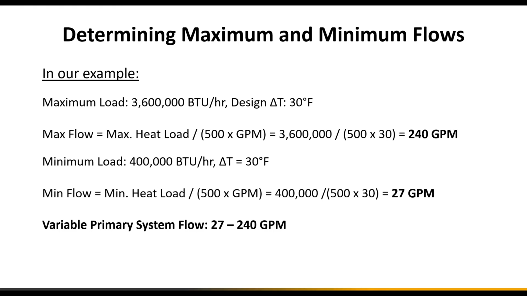Just real quick, we have a maximum load of 3.6 million BTUs. We've got a design delta T of 30. That basically leads us to a maximum flow rate of about 240 gallons a minute on design day. A minimum load of 400,000 BTUs gives us about a 37 gallon a minute flow rate. So our variable pump should be running between 30 and 240 gallons per minute.